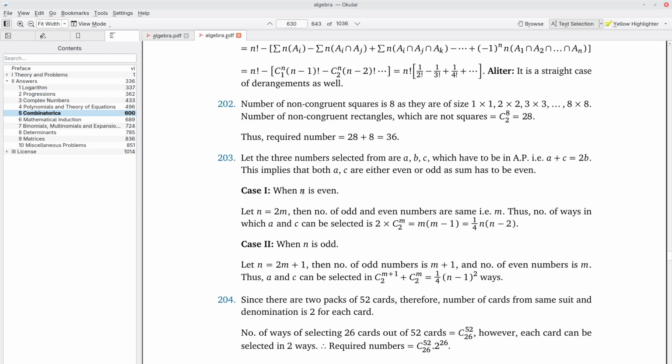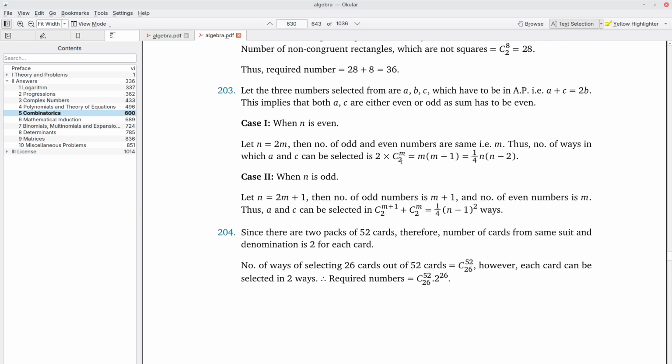So we take the first case when n is even. If n is even, we can write n is equal to 2m. So the number of odd and even integers in this case would be the same. Both will be m, because these are continuous numbers, right? So the number of ways in which a and c can be selected is 2 multiplied by mC2, which is equal to m into m minus 1, which is equal to 1/4 n into n minus 2.